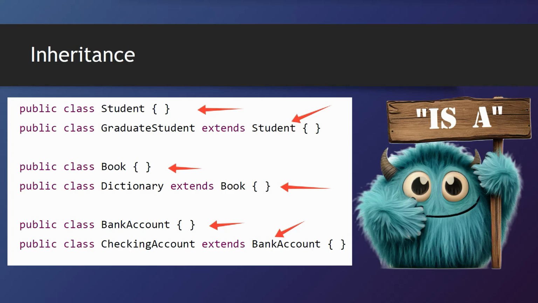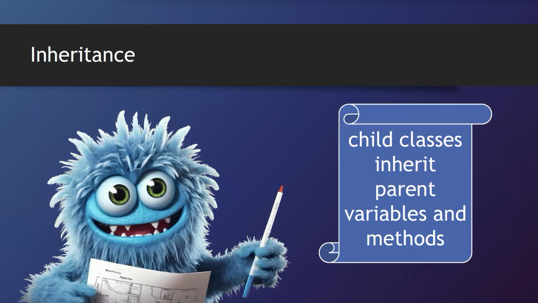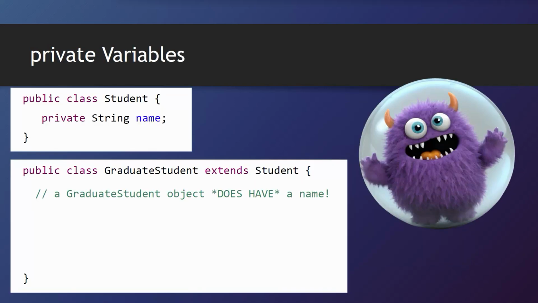You declare a child class with the extends keyword in your class header. The child class inherits the instance data variables and methods from the parent. You can then further develop the child class by adding new methods and variables and/or modifying the inherited methods. A child class inherits the variables declared in the parent class. In this example, the student class has a private instance data variable for name. The child class inherits that variable, so a graduate student object also has a name.